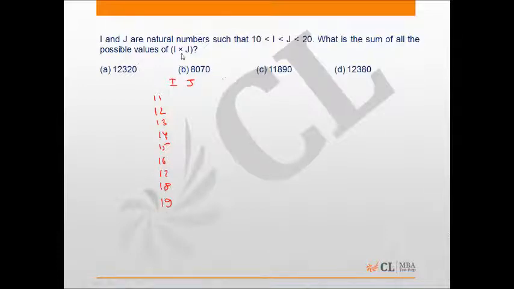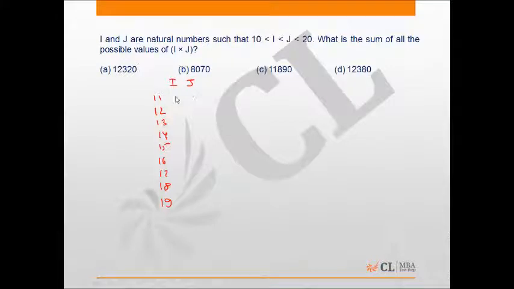And I need to multiply i and j such that i is less than j. So basically what I need to do is 11 multiplied by 12, 11 multiplied by 13, 11 multiplied by 14 and so on and so forth. And then 12 multiplied by 13, 12 multiplied by 14 and so on and so forth, 13 multiplied by 14, 13 multiplied by 15 and so on and so forth. And we need to find the sum of all such values.